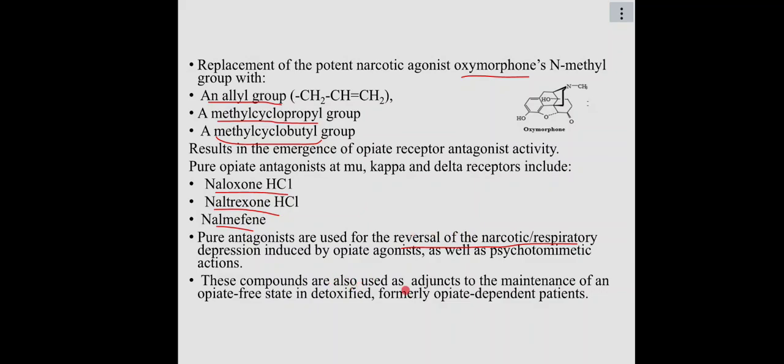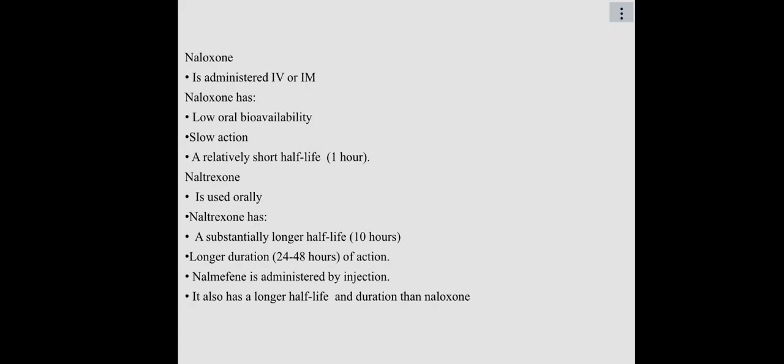These compounds are also used as adjuncts to the maintenance of an opiate-free state in detoxified, formerly opiate-dependent patients. So you can use them as antagonists to reverse the effect, or you can use them for maintenance of an opiate-free state. Somebody who wants to maintain the opiate-free condition, you can give them these drugs so that they are able to get free of the narcotic analgesics. You will do a lot of this in pharmacology.